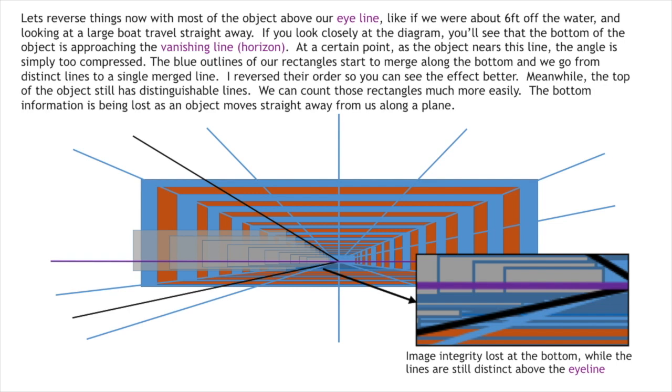And if we go back to our boat example, the bottom 6 feet that were below the eye line, since we have a 6-foot observer, they're going to become less distinguishable and more merged than the top of the boat will as it moves away from us. So you can see I kind of blew up what's happening in the center portion of this image diagram, and you can just see how below that purple line, the blue lines are very merged with one another, very hard to distinguish, but you can still make out the rectangles above that purple line very easily.